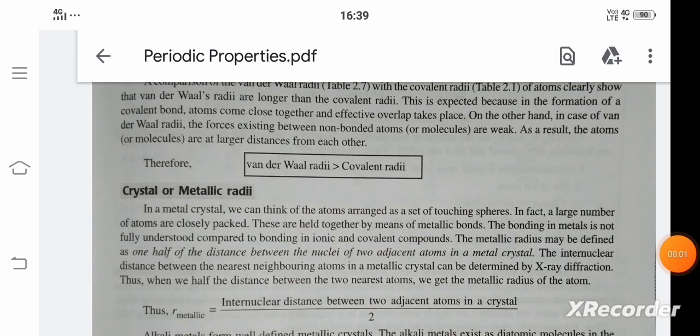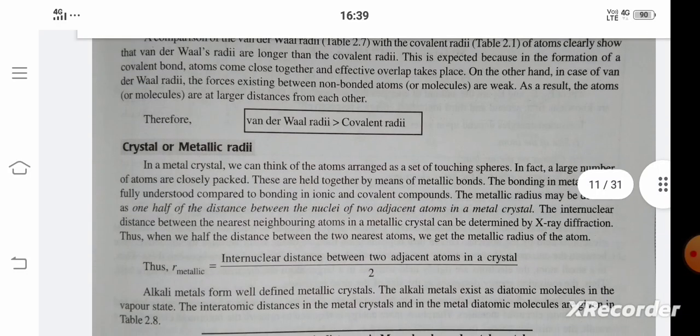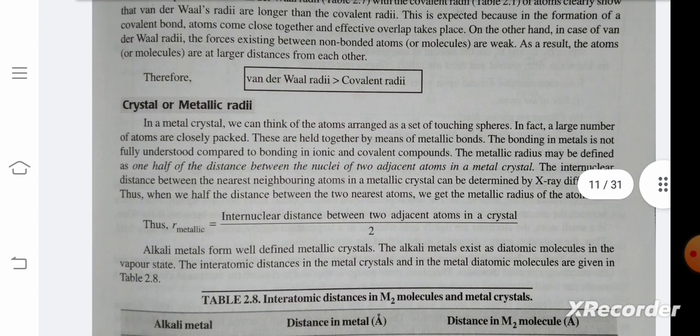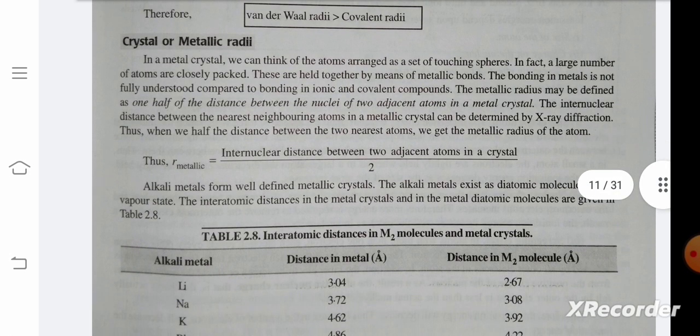Periodic properties, part 2. Crystal or metallic radii. In a metal crystal, we can think of the atoms arranged as a set of touching spheres. In fact, a large number of atoms are closely packed. These are held together by means of metallic bonds. The bonding in metals is not fully understood compared to bonding in ionic and covalent compounds.